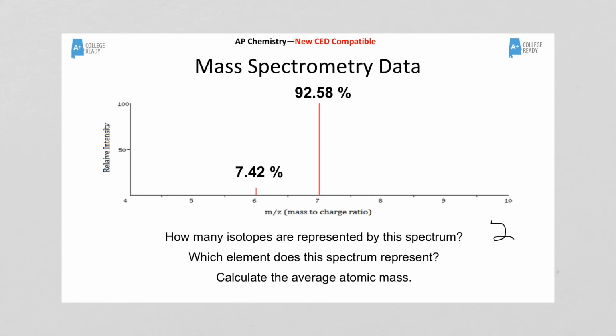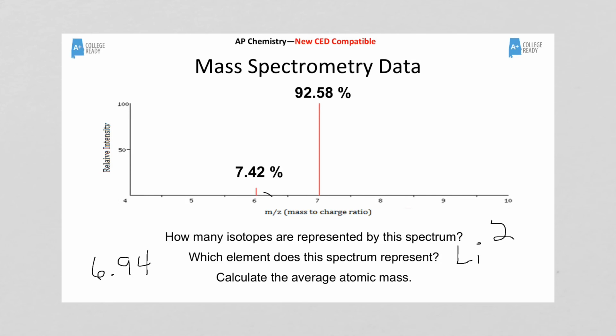Which element does this spectrum represent? Okay, well, if I look at these masses, I see it's about 6 and 7. So if I look on my periodic table, what element has a mass between 6 and 7? Well, helium is 4, and beryllium is 9.01, so it must be lithium. Now, lithium's mass, when you actually look up, I'm looking at the AP periodic table, is 6.94.